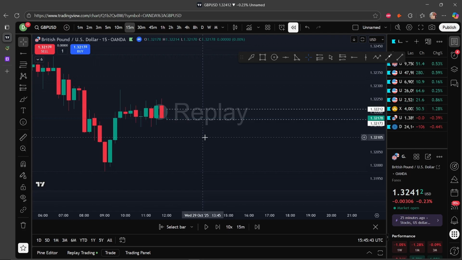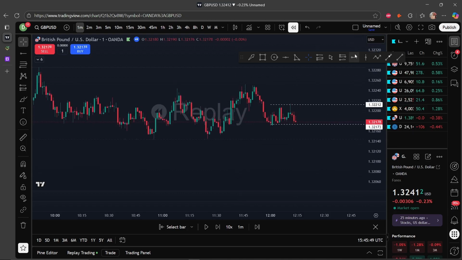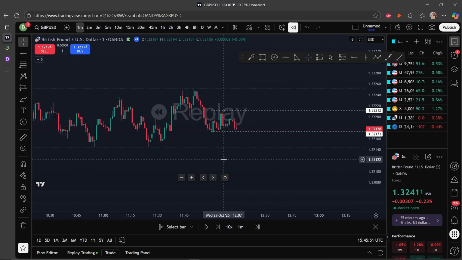Now once you mark the highs and lows, the next thing you do from here is basically you come down to the 1 minute time frame. On the 1 minute time frame, what we simply want is for the market to break out. If the market breaks below here, we take a sell, and if the market breaks above, we go in for a buy.